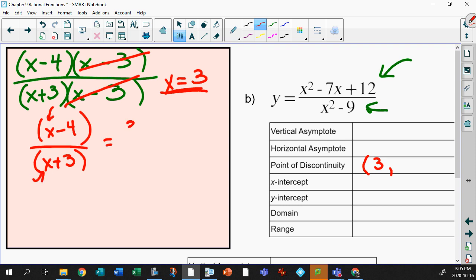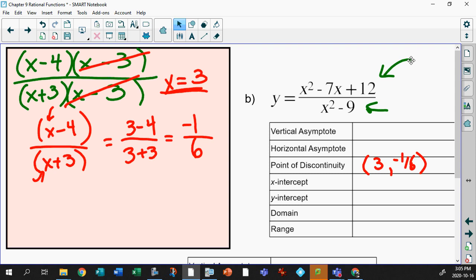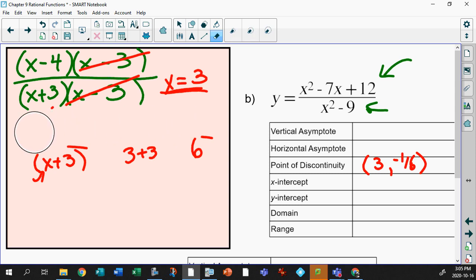This will give you 3 minus 4 over 3 plus 3. 3 minus 4, of course, is minus 1. 3 plus 3 is 6. So there's your y. There's your point at 3, minus 1 over 6. Whoa, make that look like a 6. There it is. Perfect. Now, we can go on to the rest of these things. Again, I'm going to just get rid of this because I don't need it anymore. And let's go right into the rest of it.